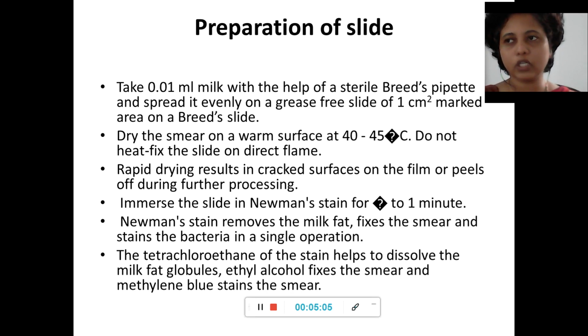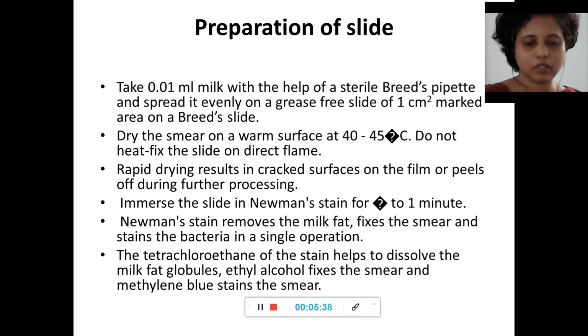So we have 3 different ingredients in this particular stain, which will help us to analyze it. For example, we have tetrachloroethane in the Newman stain, and that will dissolve the milk fat globules. Then we have ethyl alcohol which will fix the smear. And methylene blue will stain the smear. So these 3 things can be done by the same stain called the Newman stain.